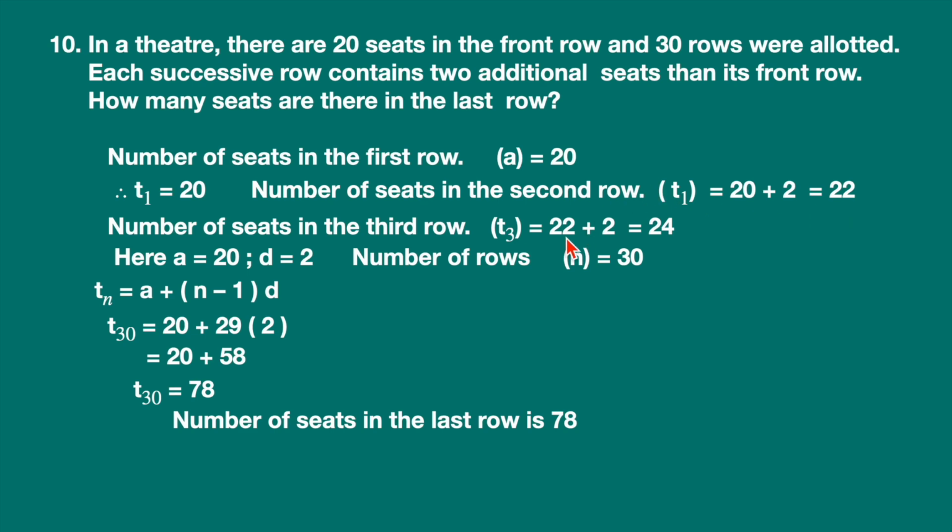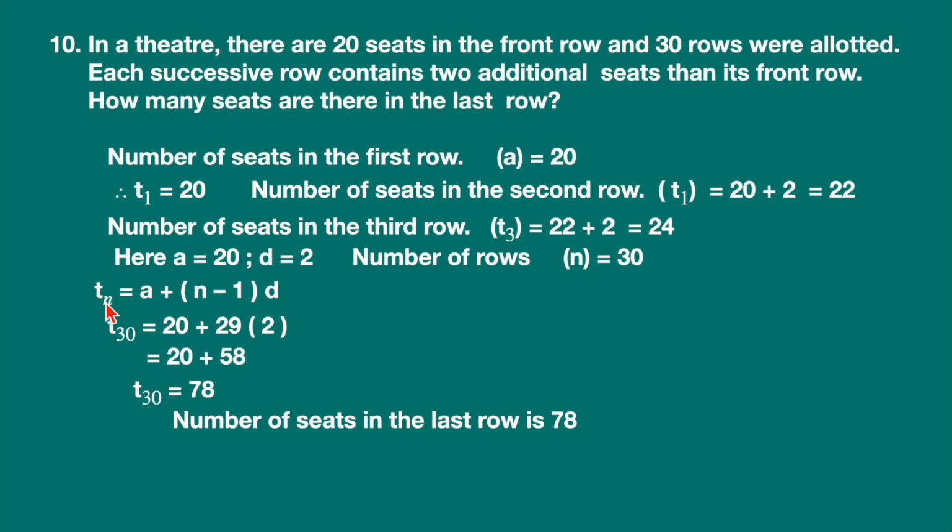Second row. Third row will have 2 more seats. That is 24 seats. 22 plus 2 is 24. So you can see that A is equal to 20, D is equal to 2. And how many other rows? 30 rows are there totally. So number of rows n is also given, that is 30. Let us now find out the nth term, that is the 30th term. We want to know how many are there.